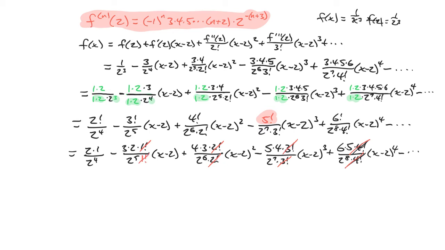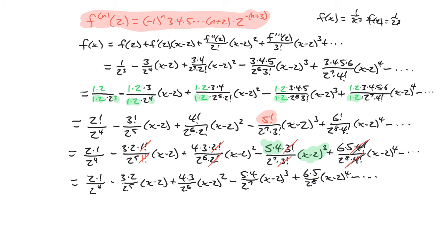And now the pattern is pretty nice. Look at, let's say, the x minus 2 cubed term. The x minus 2 cubed term in the numerator has a 5 times a 4. That's 2 more than the exponent multiplied by 1 more than the exponent. And then it's got the 2 to the 7th in the denominator. So our final answer after simplifying, and we end up with this, which is kind of nice because now we can write it in summation notation.